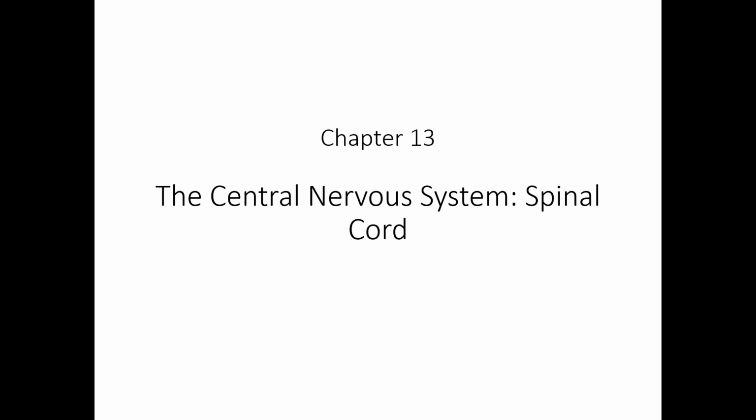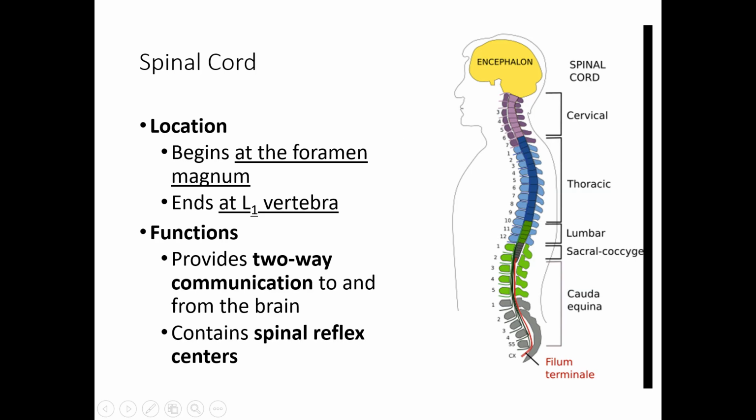We continue chapter 13, and this time it's the central nervous system: the spinal cord. Technically, the spinal cord is just a continuation of the brain. As soon as the brain enters the foramen magnum of the skull, right here would be the medulla oblongata, and that's where the spinal cord starts. It ends at the first lumbar vertebra, L1, right here.